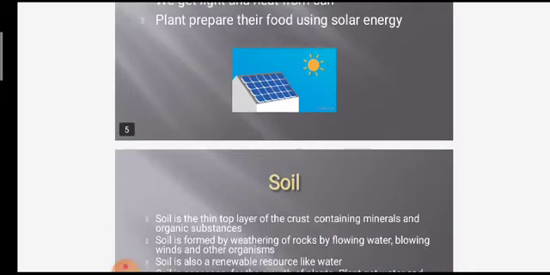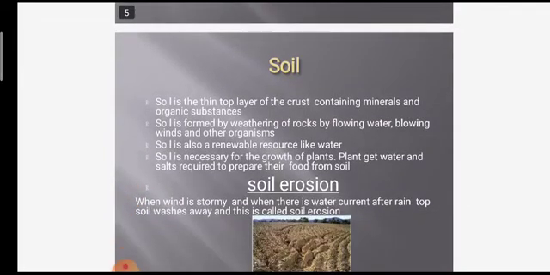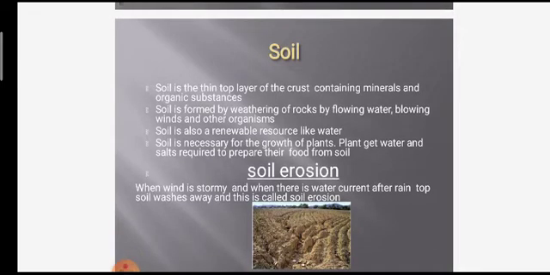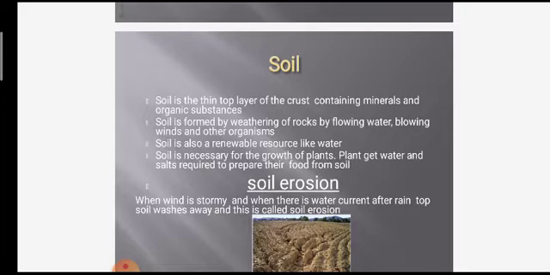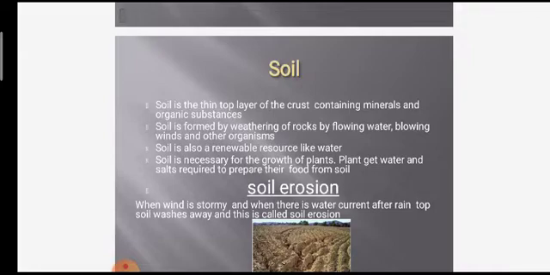Now let's go to another renewable resource, that is soil. How is soil formed? Soil is a thin top layer of the earth's crust, containing minerals and organic substances. Soil is formed by weathering of rocks by flowing water, blowing wind and other organisms. Some organisms also form soil.